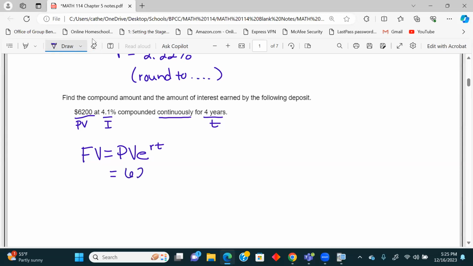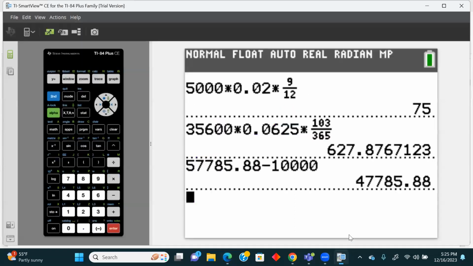It's going to be 6,200. E, our rate is 4.1%. So it's a decimal, it's 0.041, and this is in the exponent. And that time, again, is going to be years. So that is going to be 4 years. Let's flip back over to the calculator.